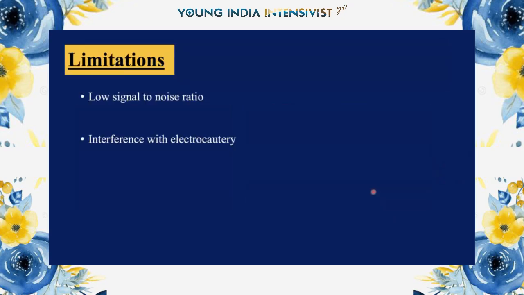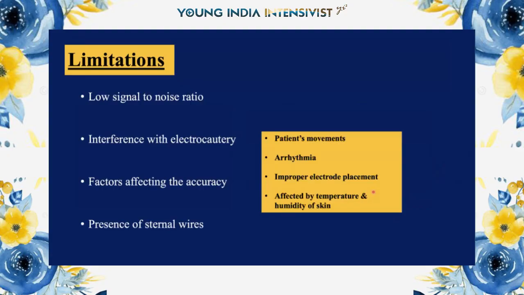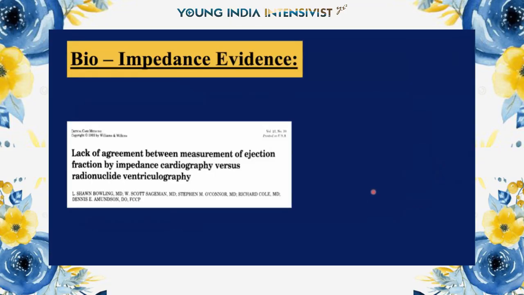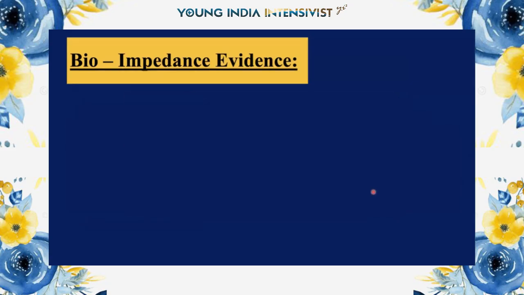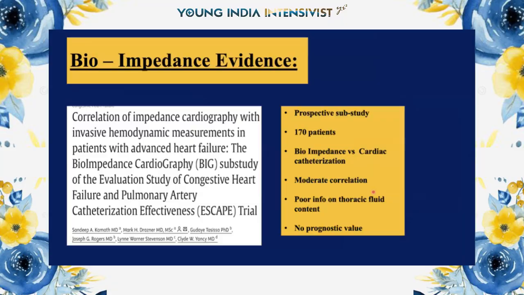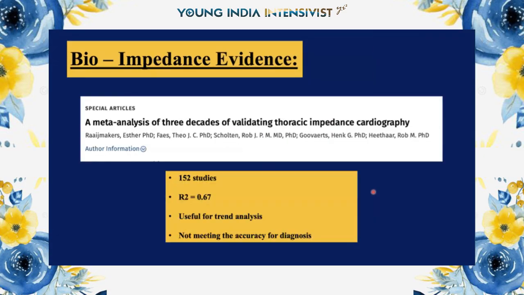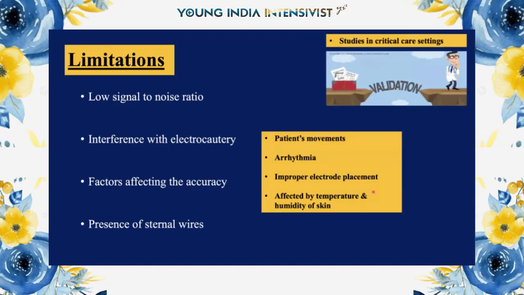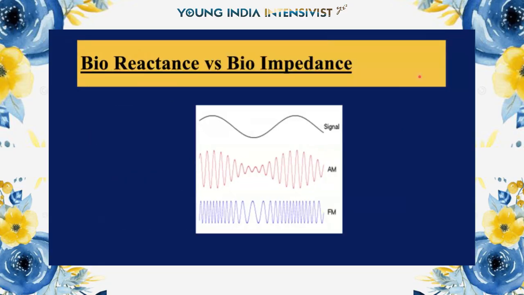Limitations: low signal to noise ratio, interference with electrocautery, and factors affecting accuracy like patient movements, arrhythmia, improper electrode placement, and temperature and humidity of the skin. So the evidence is not great. Numerous studies have shown that bioimpedance should not be used in critically ill populations. So bioimpedance per se is not valid in critically ill patients.